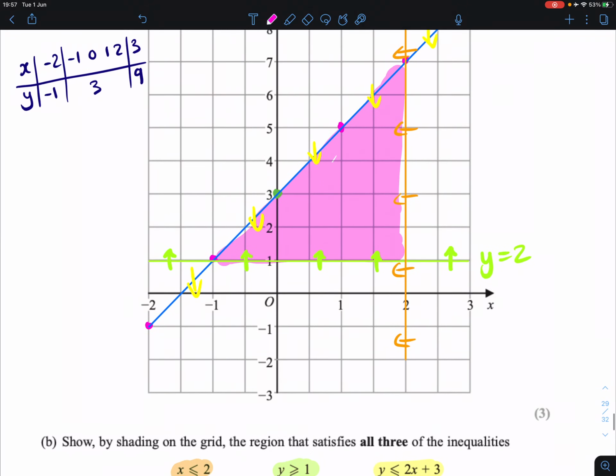Label the region R. We didn't actually need to shade it. Oh well, it looks prettier. That is the region R. Done.